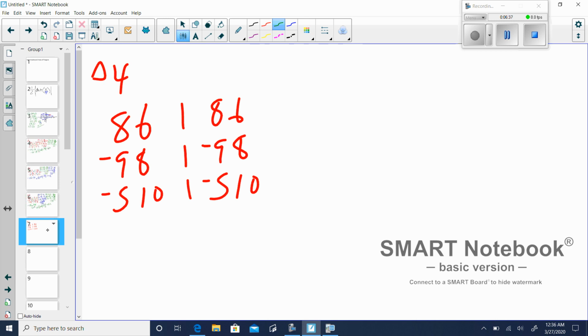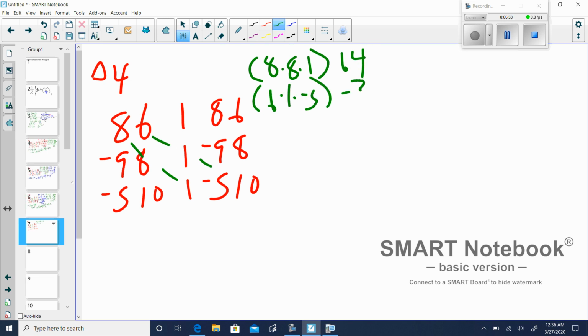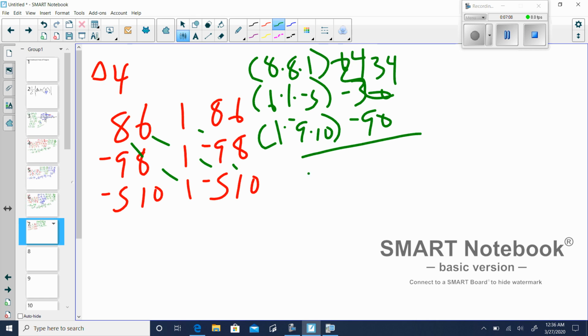Now we come here to this last one. And when we come over here, we see 8 times 8 times 1, that's 64. We see 6 times 1 times negative 5, which is negative 30. And we see 1 times negative 9 times 10, which is negative 90. All right, so we have 34 minus 90. So that is going to be, what, negative 56.